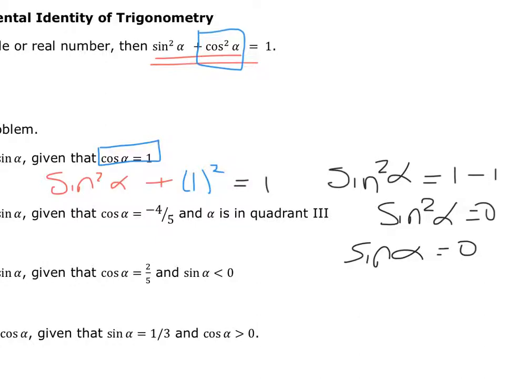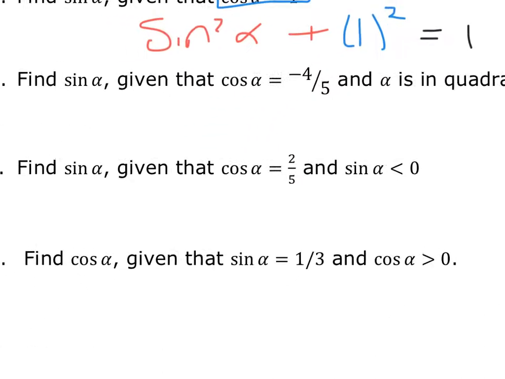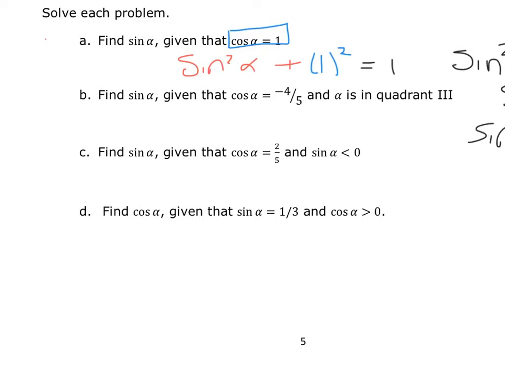Let me do one more. You want me to do B, C, or D? C. Okay. So I take a look at C, and I'm going to do the same kind of thing. I have the sine squared of alpha plus, I replace cosine alpha with 2/5, but I have to square it, and it's going to equal 1. I'm using the fundamental theorem here.